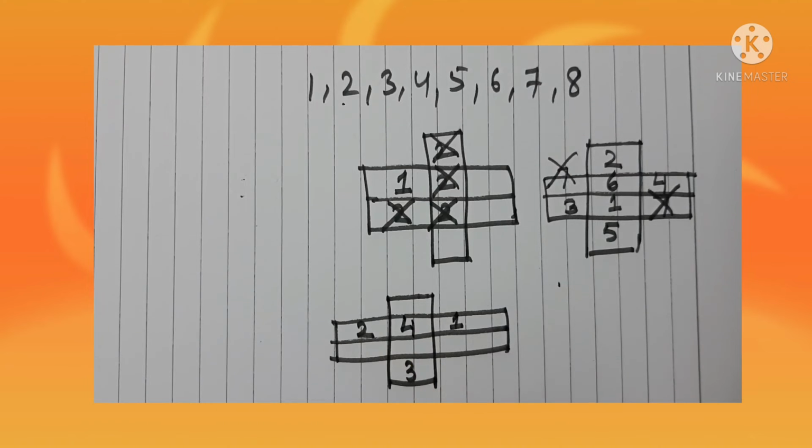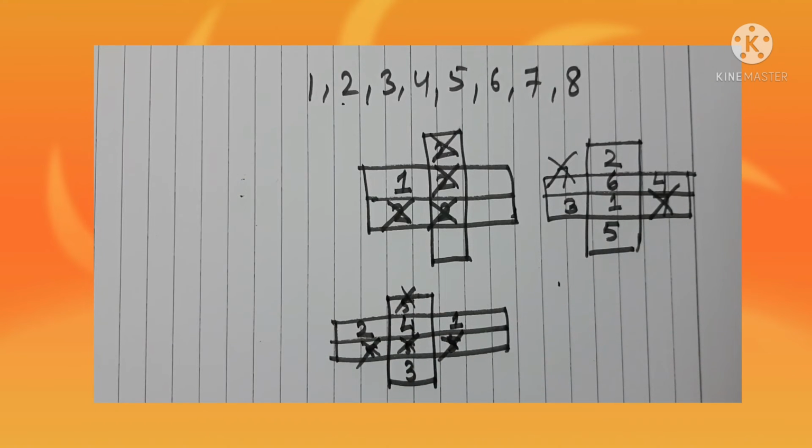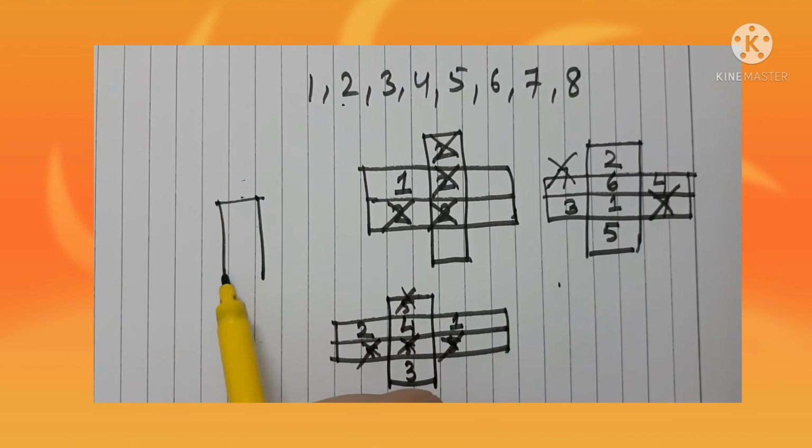Then 4 I can place here. What about 5? I cannot place 5 anywhere. Now, you got stuck. Right, because it becomes adjacent to 4. So keep trying and think about the solution.